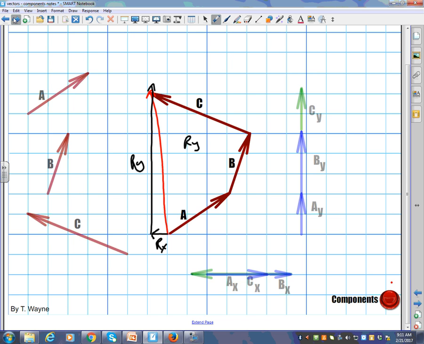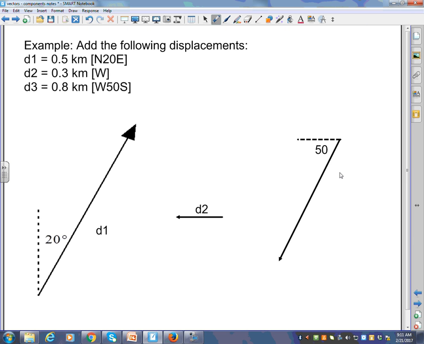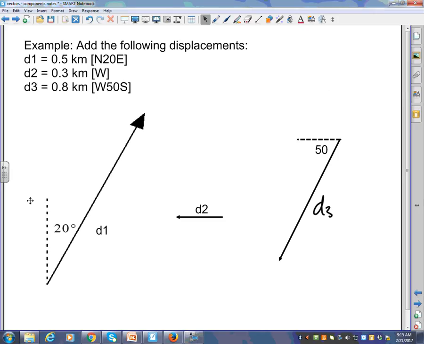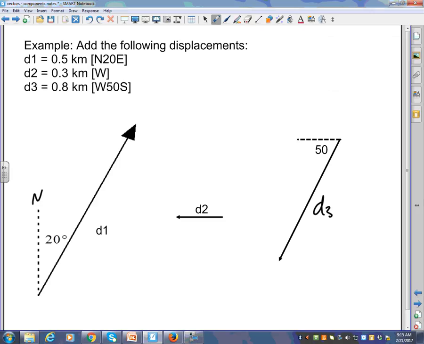So let me show you how to exactly do that. Here's an example. I'll pause there for a second and let you jot that down. We're going to add these three displacement vectors together. I've selected them for a couple of different reasons. The first one is 0.5 kilometers at north 20 east. I'm hoping you all remember these directional notations. So north 20 east means look to the north and go 20 degrees to the east. Remember that? And it's 0.5 kilometers.